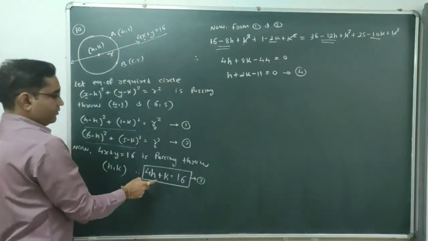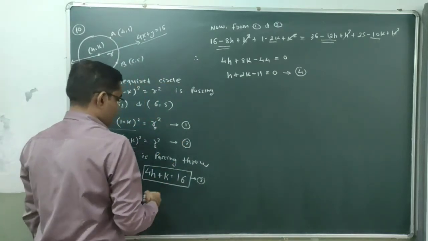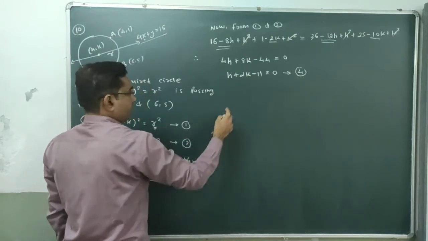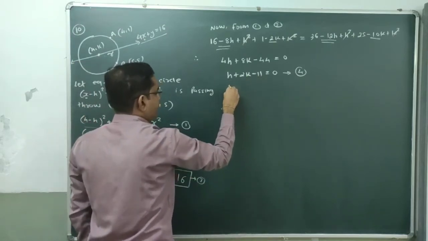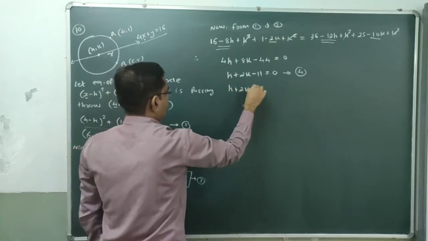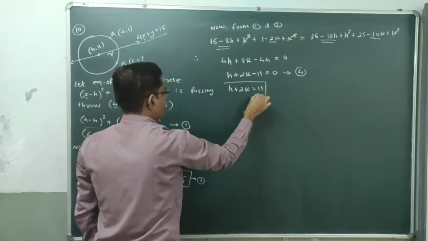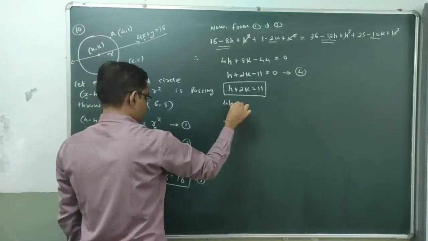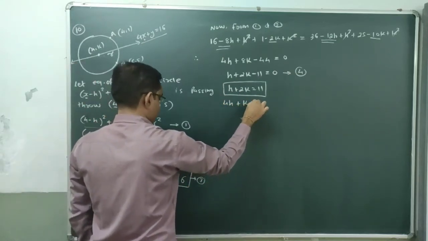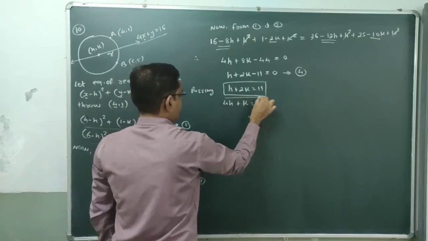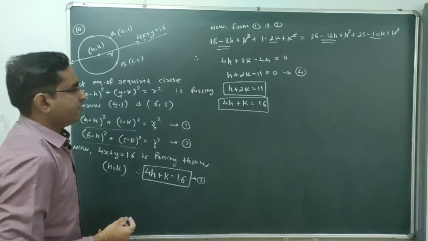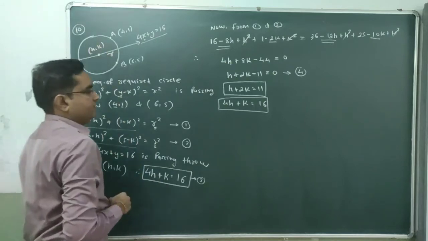Now from equation 3 and 4, we have to solve. Equation 4 we will write as h plus 2k equal to 11, and equation 3 says 4h plus k equal to 16. Now we will solve both equations, which are linear equations in two variables, and we will get the values of h and k.